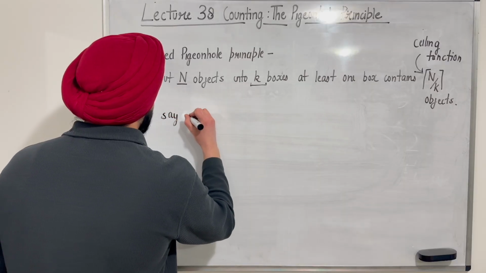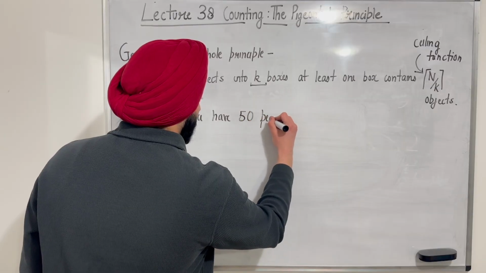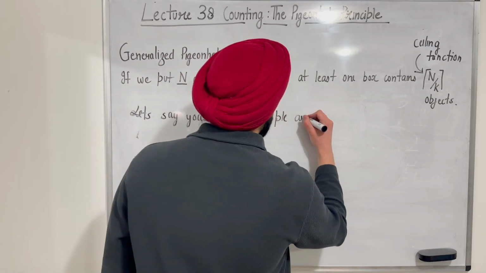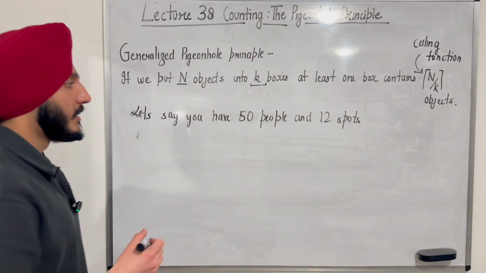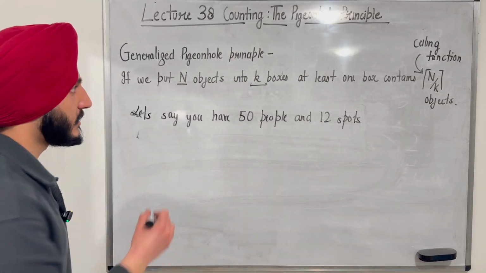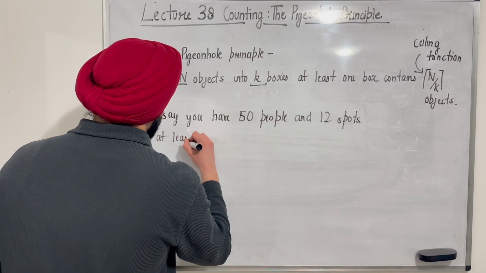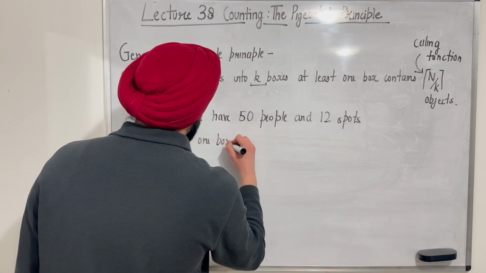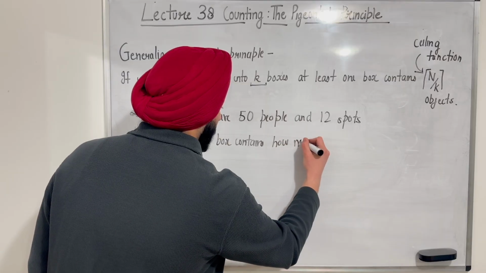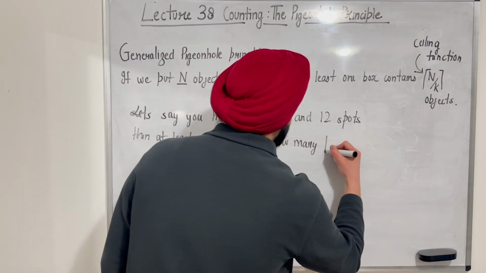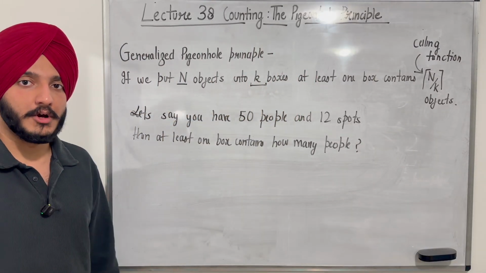Let's say you have 50 people and 12 spots. Then at least one box contains how many? Okay, try to pause the video and answer this question.